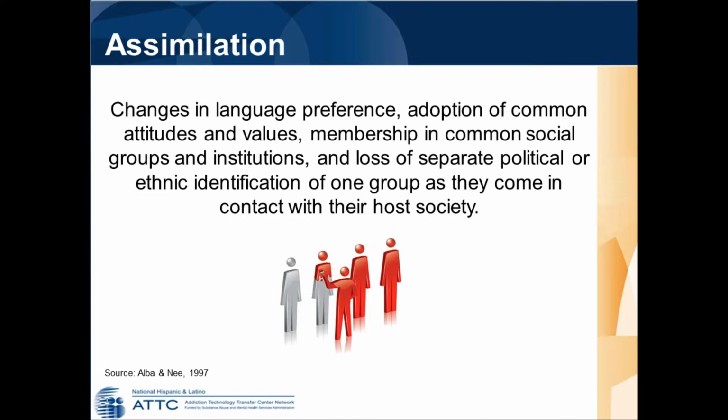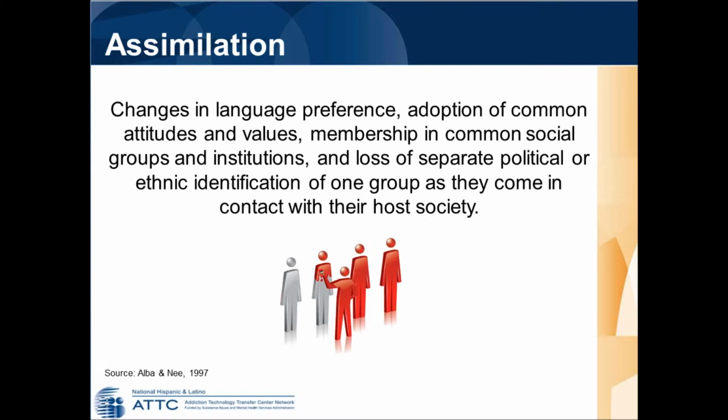So then we start talking about such words and ideals as assimilation. Oftentimes we start talking about assimilation interchangeably with acculturation. Let me see if I can capture the difference between the two. In this slide, you'll see that it's mentioned as changes in language preference, adoption of common attitudes and values, membership in common social groups and institutions, and loss of separate political or ethnic identification of one group as they come in contact with their host society.